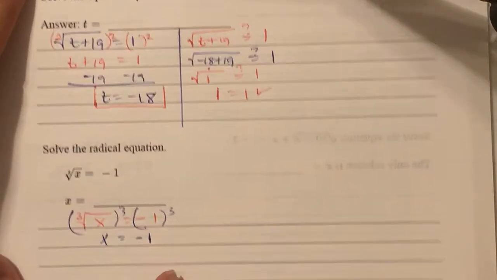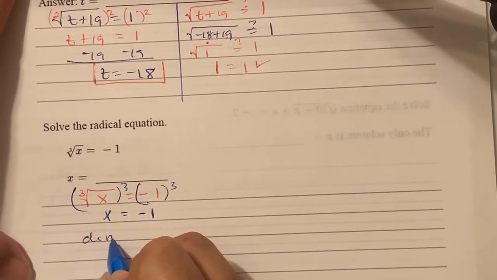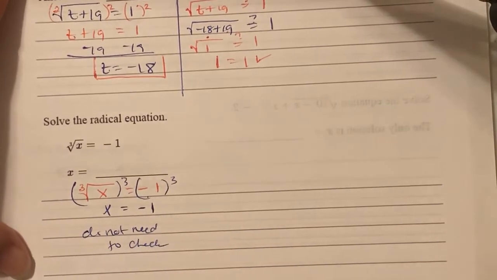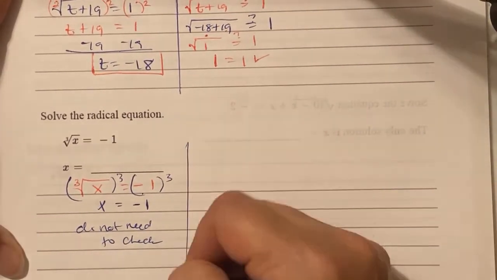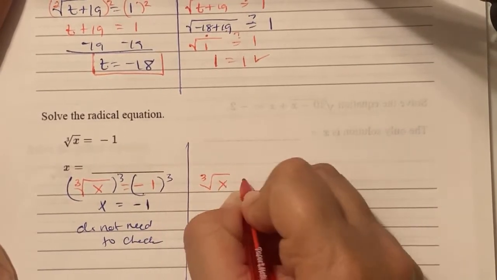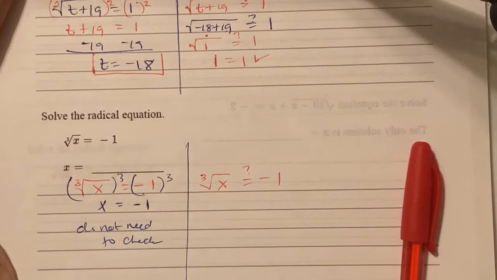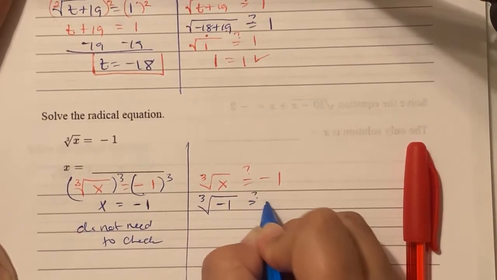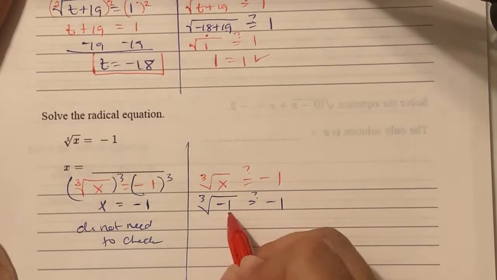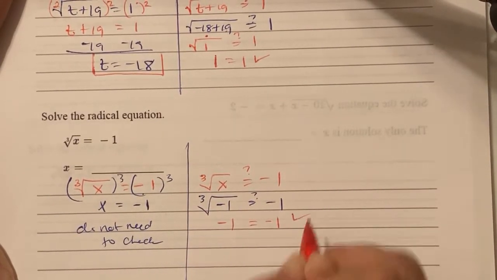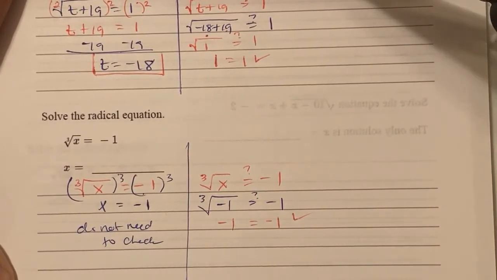We do not need to check. You do not need to check, but we will just so that you can see that it will always work. So cube root of x, does that result in negative 1? Well, our x value is a negative 1. Remember, negative 1 times itself 3 times is negative 1, which equals negative 1, so it worked. Next example.